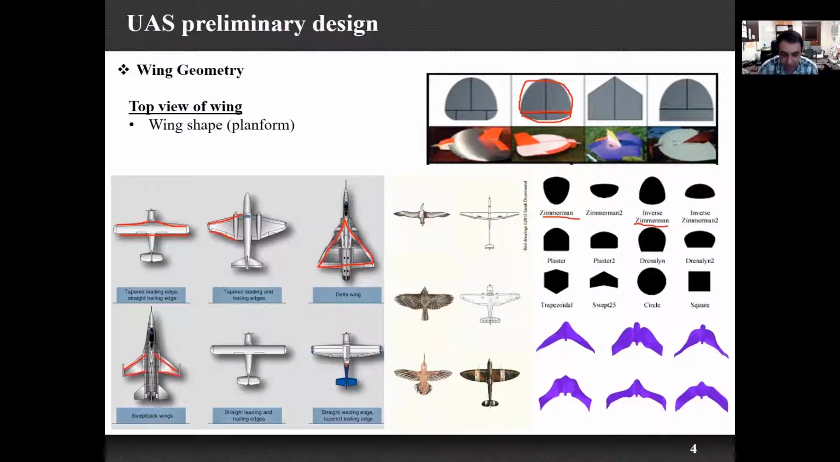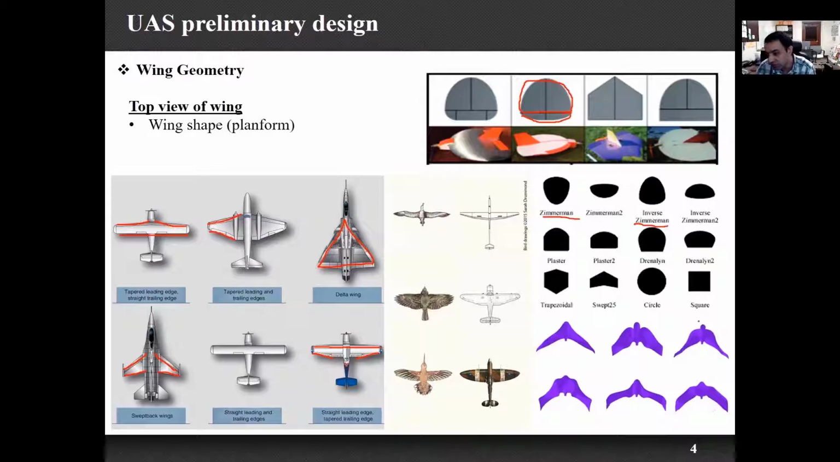So this is called sweep back. I'll talk with more detail about that today. This is an example of the sweep back wing shape that you will see here. This is a straight leading edge and trailing edge, or a straight rectangular wing shape. And this is a straight leading edge and tapered trailing edge. So these are the different wing shapes that we can have.